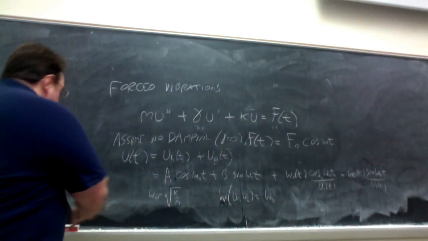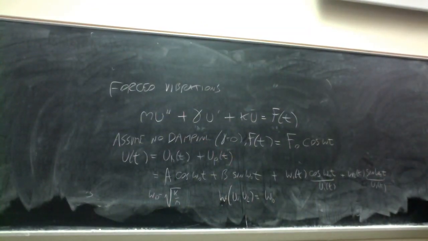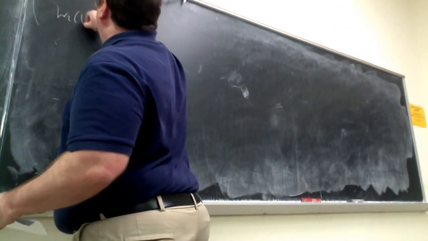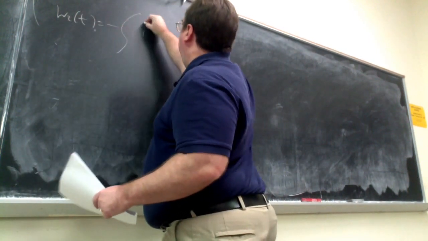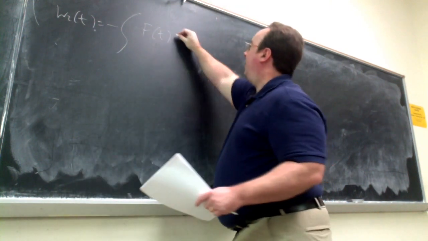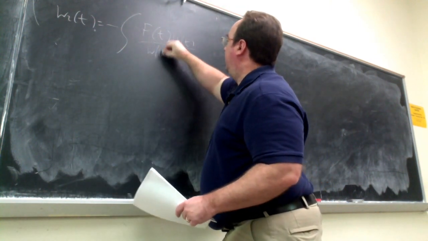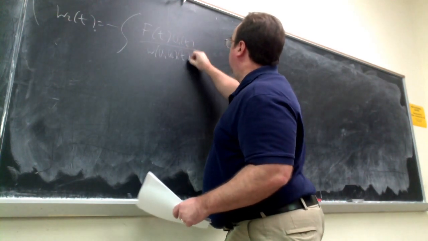So now your integrals will involve your U1 and U2, your Wronskian, and then your right-hand side, your big F of t. So for instance, W2 is going to be minus the integral of your external force times U1 over your Wronskian. So I'll fill in the pieces.